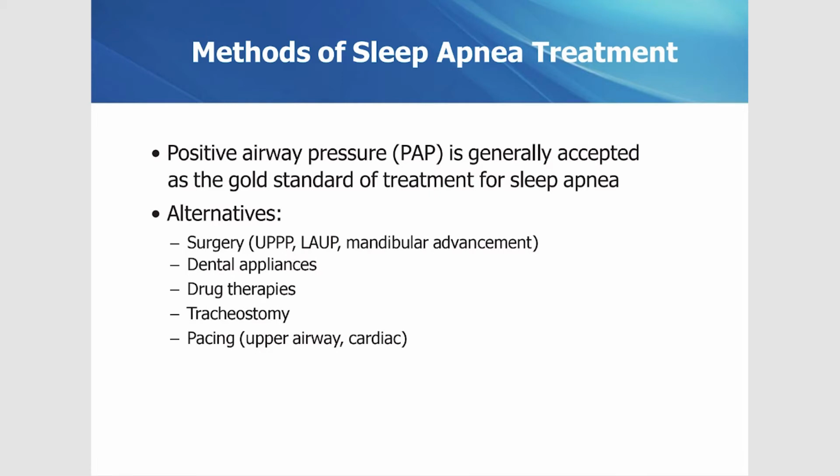There are some alternatives. Surgery is something we consider certainly in children that have very large tonsils. That's the first choice of therapy in children in most cases. However, in adults, it's generally less effective. But if the patient is just adamant about not being able to comply with CPAP and they may be a good candidate, we can consider that.